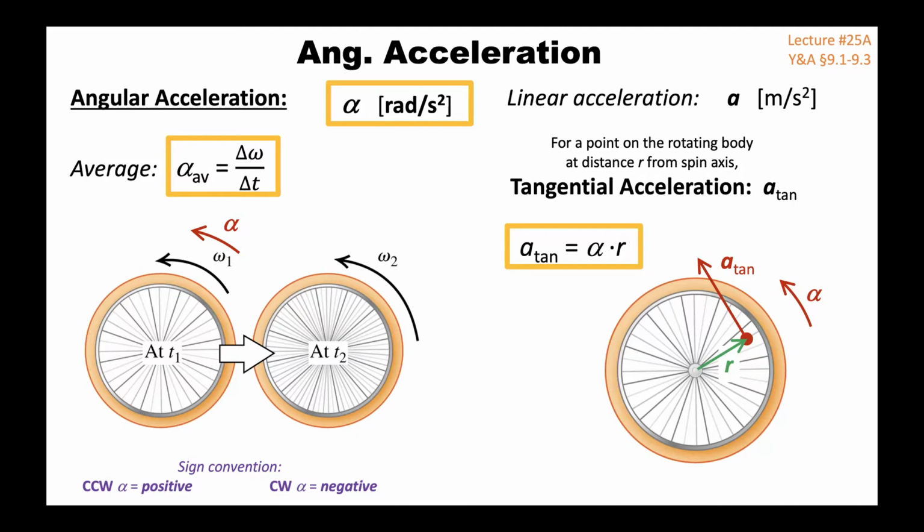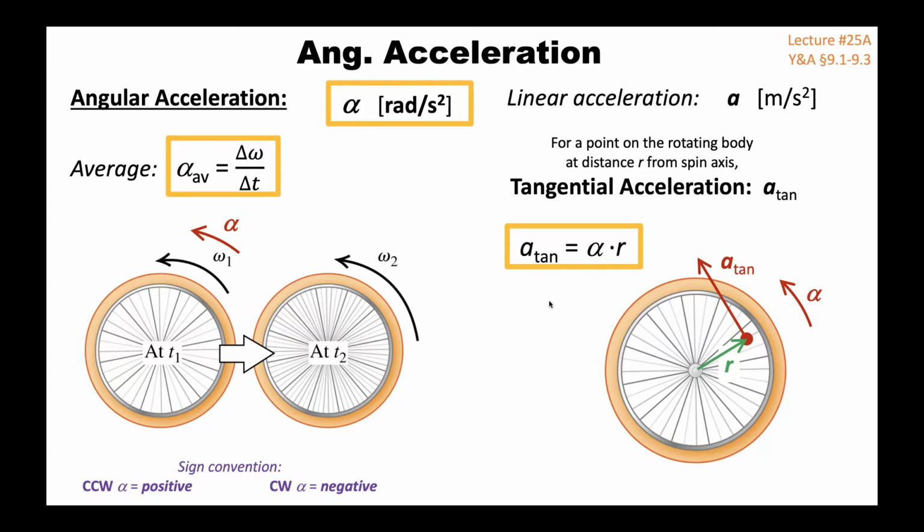And we're going to be doing a lot of problems where we're going to assume that the angular acceleration is constant over some period of time. So that this bicycle wheel is increasing its spin rate in some steady, uniform fashion. So it's getting maybe 3 radians per second faster every second. So that's angular acceleration.